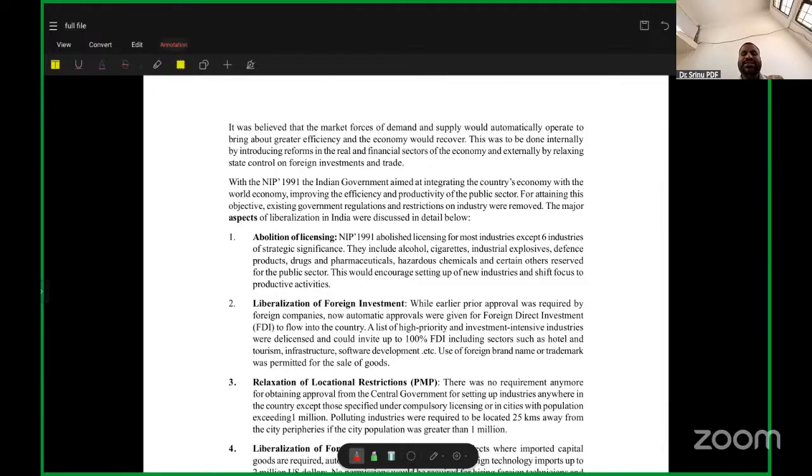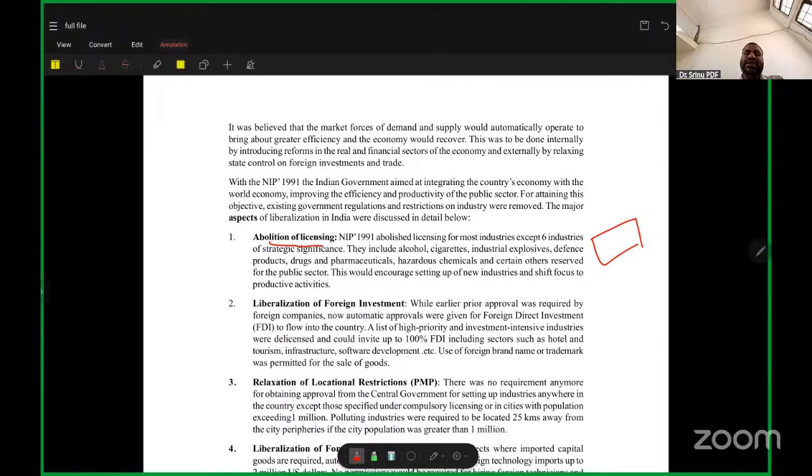The major aspects of liberalization in India are discussed in detail below. Previously, there was a licensing system. To enter any business activity, you must have a license from the government of India. Some rules still remain, but in most sectors we removed that licensing system. That is called abolishing the licensing policies.